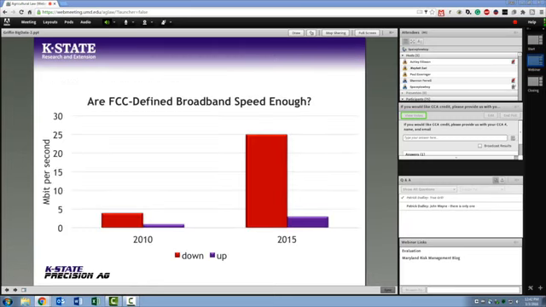So if you look at the FCC definition of broadband speed in the United States in January 2015. Before January 2015, the upload and download speeds were much slower. Today, there are 25 megabits per second download speed and 3 megabits per second upload speed. The point here is download speeds are usually much faster than upload speeds, the way they're defined.